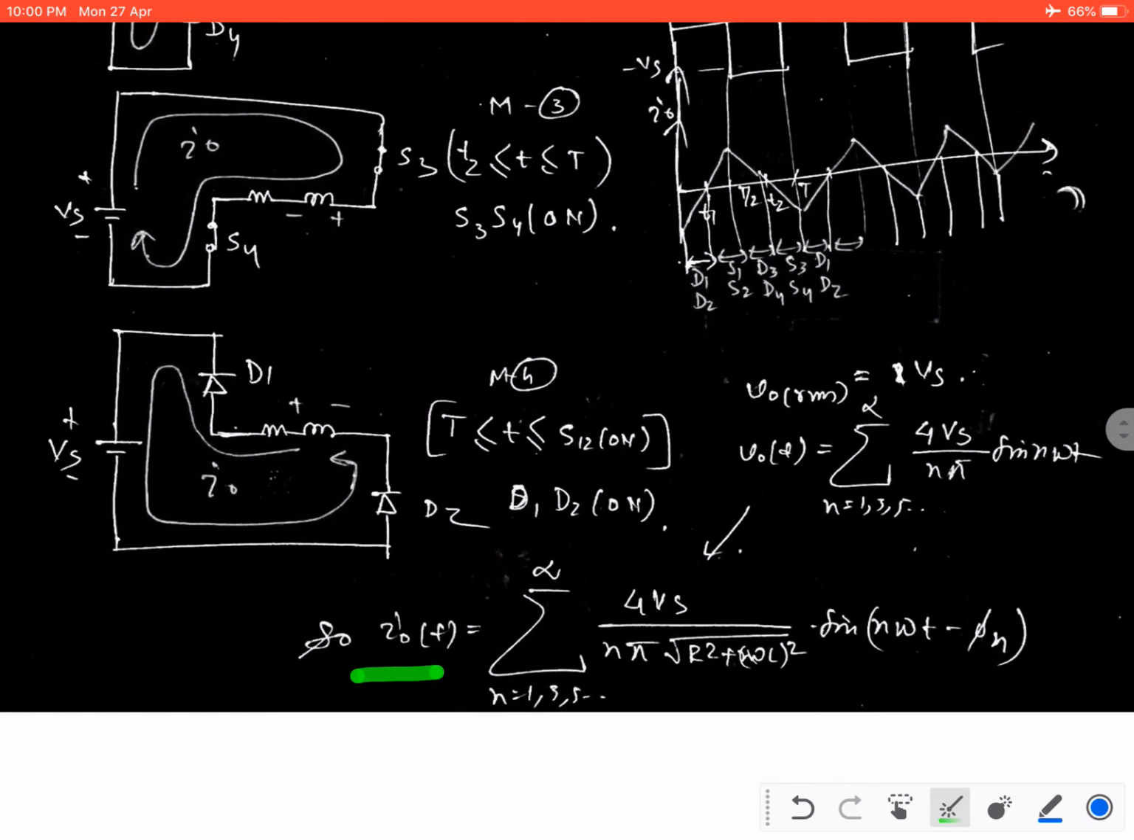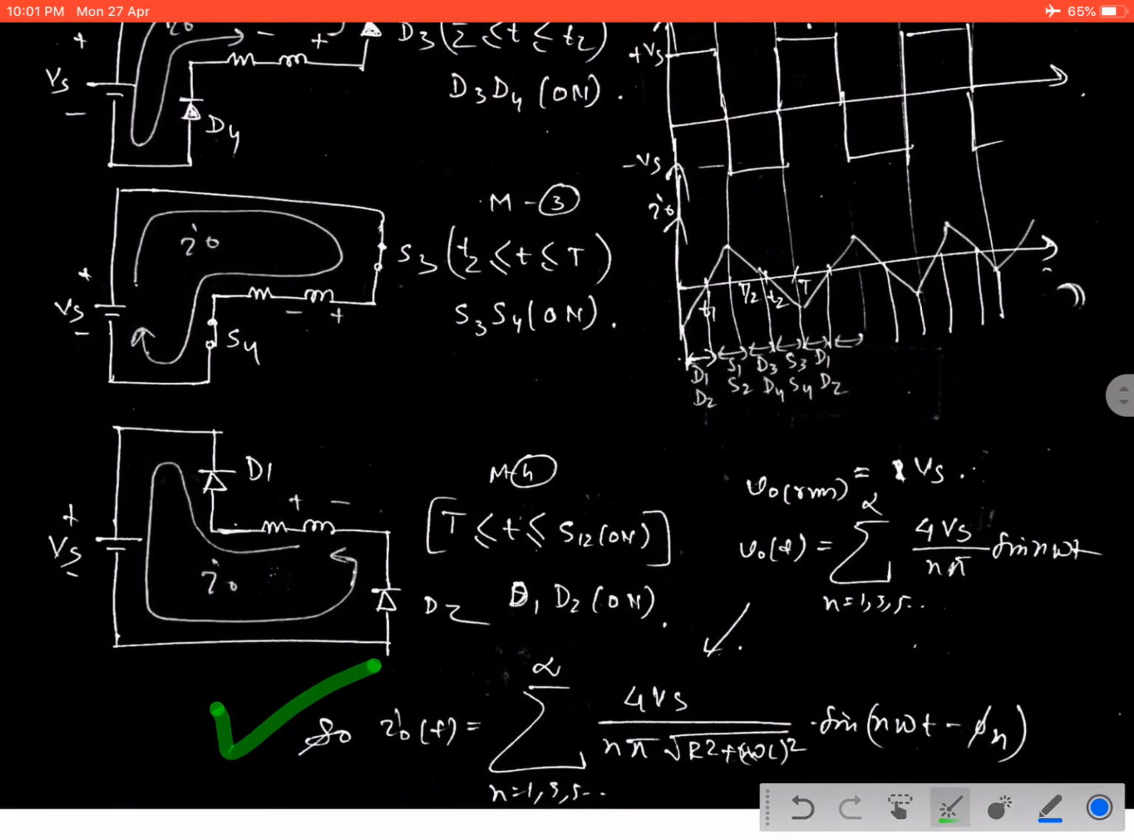That current expression is 4 Vs by N pi under root R square plus N omega L square, sine N omega t minus phi. As the inductive property is there, the current always lags behind the voltage. That is why it is defined by minus phi n. And as we are using the inductive load, this should be replaced by the impedance Z, which has the value R square plus N omega L whole square. That is the final expression for the output current during RL operation.